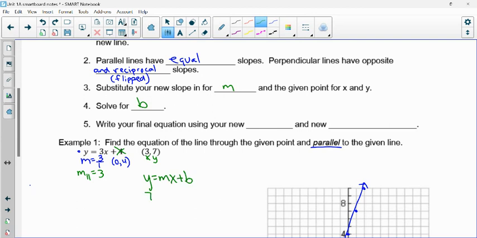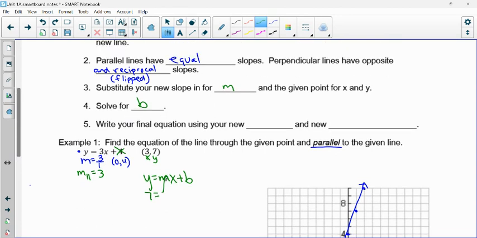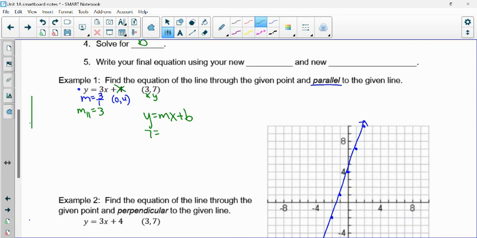So if I'm looking at y equals mx plus b, the y is 7, the m is 3 because it has to be parallel. The x is also 3, because that's our x right there. And we're writing plus b. We're going to solve for the b. All right, so to solve for that b, 3 times 3 is 9. And then we'll subtract 9. And we're going to get b equals -2.